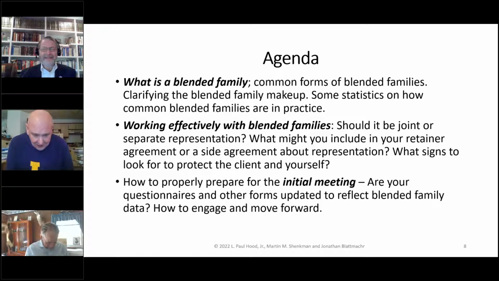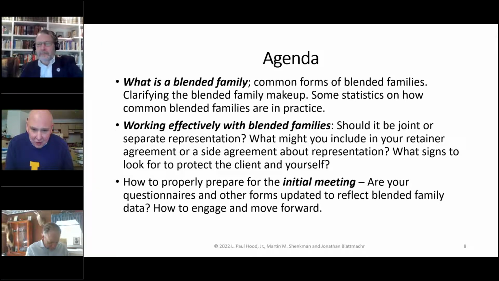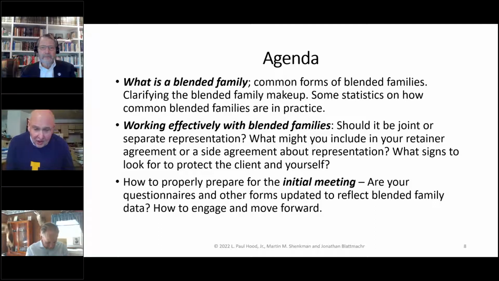But blended family planning is not only hard to do, it presents a number of bogeys in the path for estate planners, particularly on the ethics side. There are just some things that are different when you get into the area of blended family planning, which is really relationships squared.